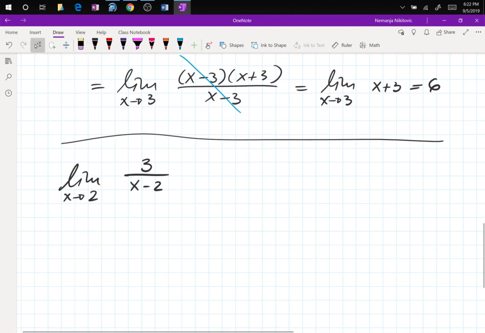You are not able to factor, to cancel, to plug in. There is nothing that you can do in case, right, that we learned for this particular problem.